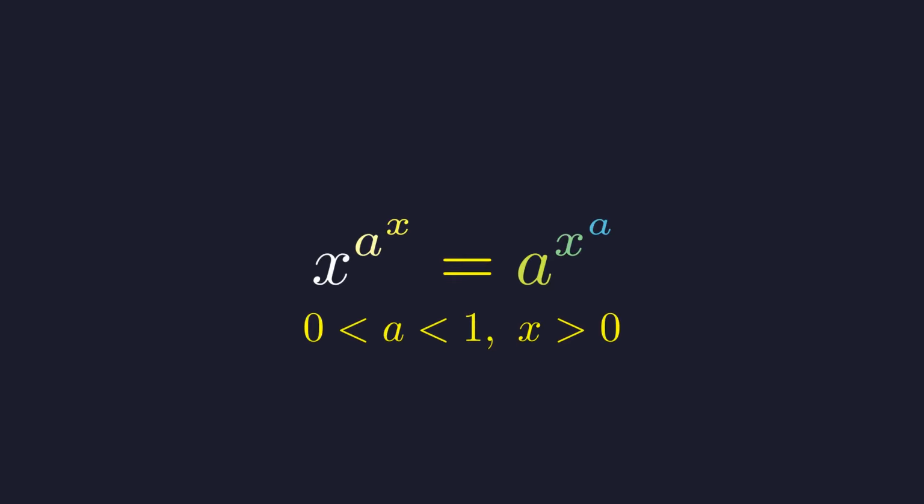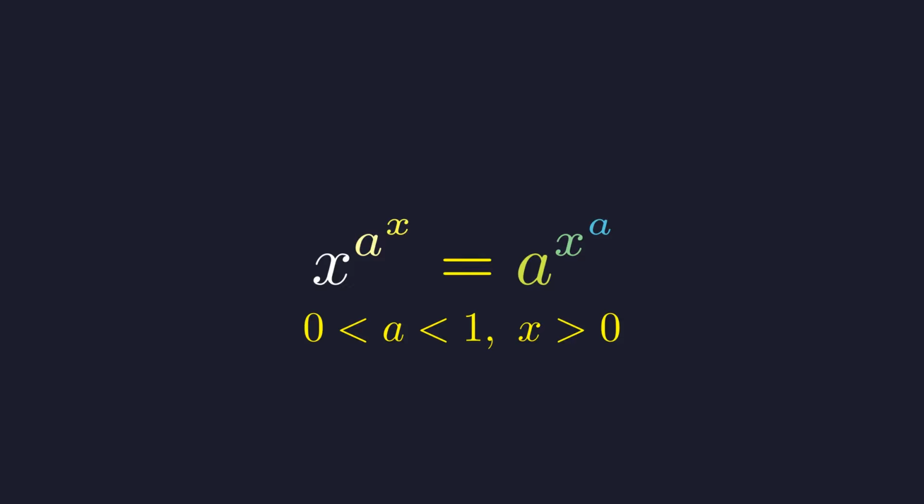Take a look at this equation. At first glance, it might seem like just another algebraic puzzle, but there's something beautifully deceptive about its symmetric structure that makes it far more interesting than it appears. We're looking for all positive values of x that satisfy this equation, where a is some constant strictly between 0 and 1. The symmetry here is striking.